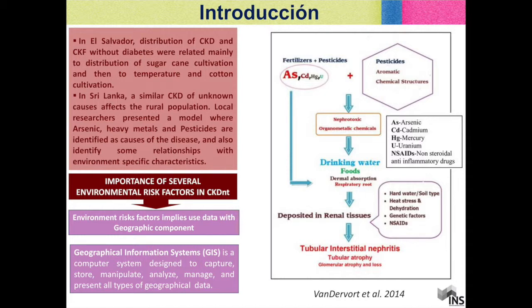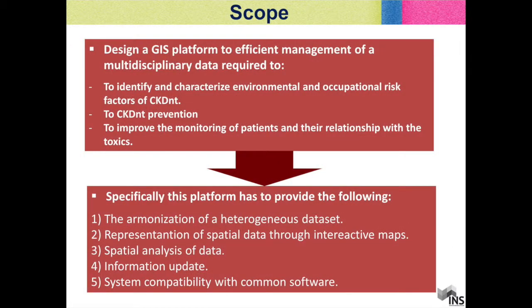Thus, to evaluate these risk factors, a compilation of great amounts of environmental data considering its geographical location is essential. That means that it's essential to work with geographic information systems in order to manage all this data efficiently. The scope of this work is to design a geographical information system platform, or GIS platform, for efficient management of the multidisciplinary data required to identify and characterize environmental and occupational risk factors of CKD of non-traditional causes. Also, for prevention of the disease and to improve the monitoring of patients and their relationship with nephrotoxic substances.